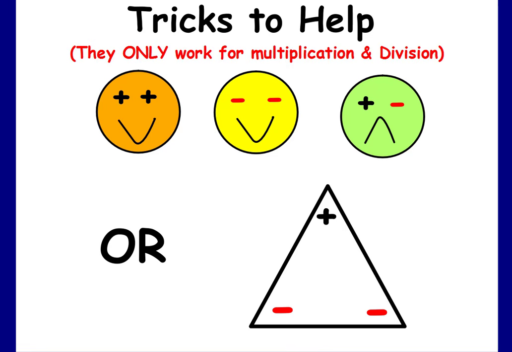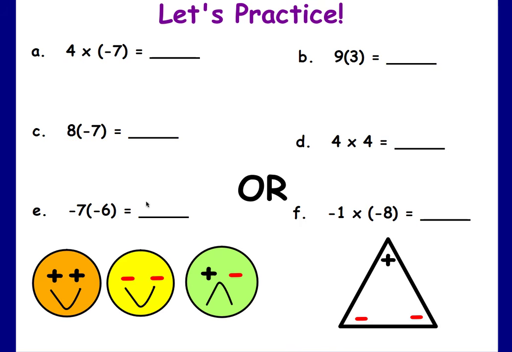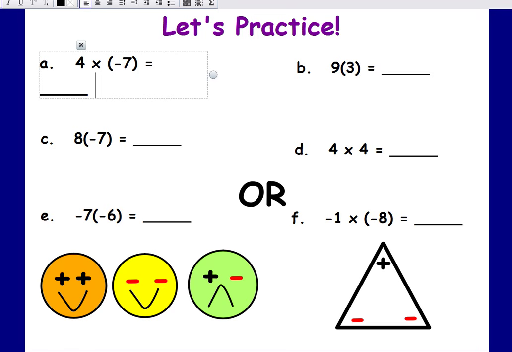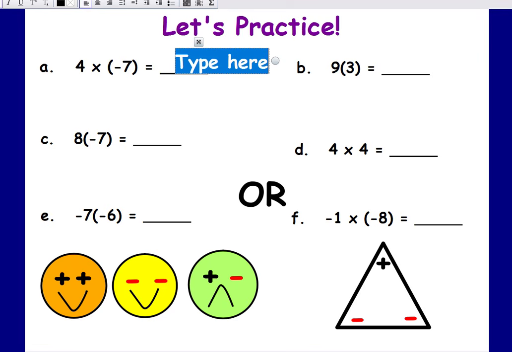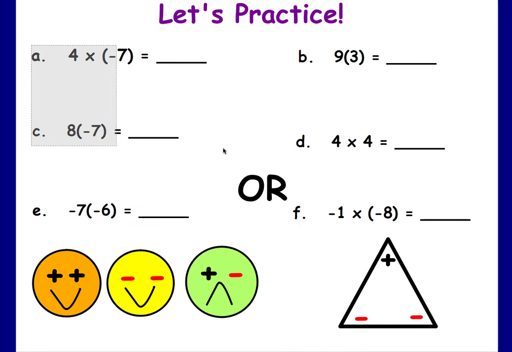Now let's go ahead and work on some examples. Okay, let's practice. 4 times negative 7. If you need to use your multiplication chart, that's fine. Go ahead and use your multiplication chart if needed. I know that 4 times 7 is 28. But now I just need to determine, is this a positive or a negative 28?